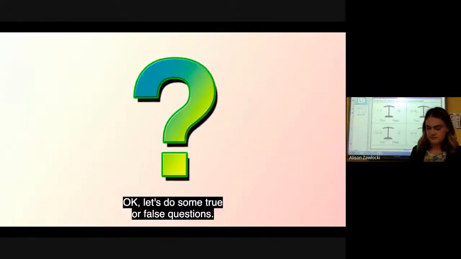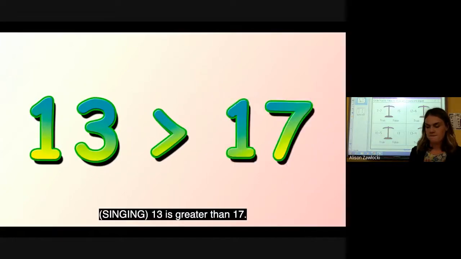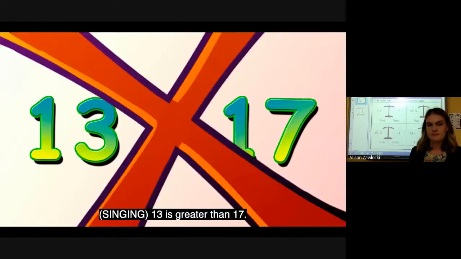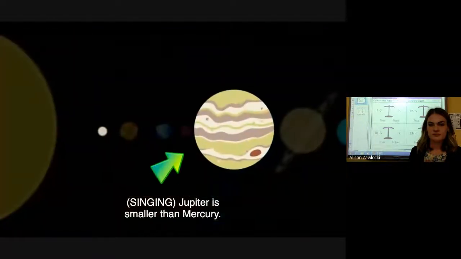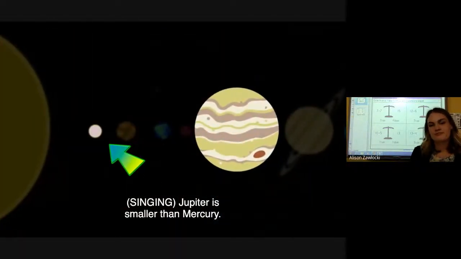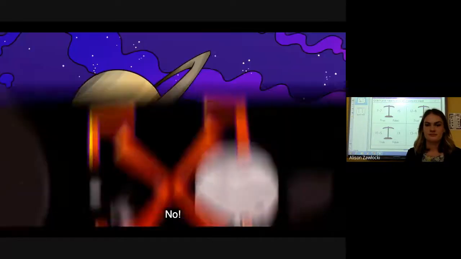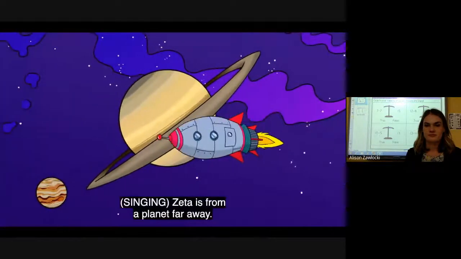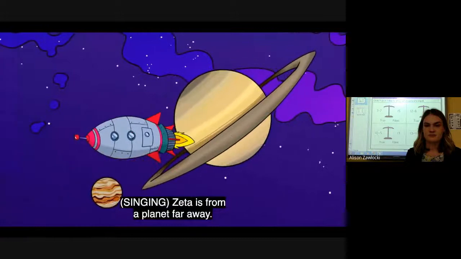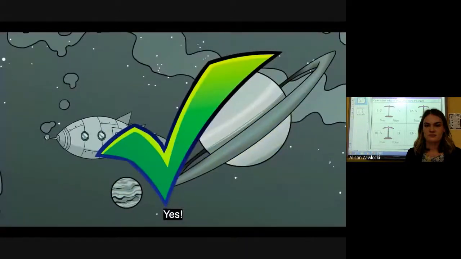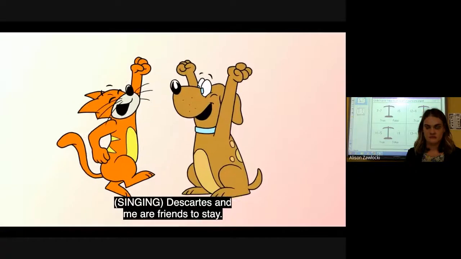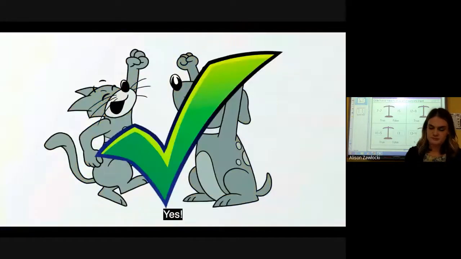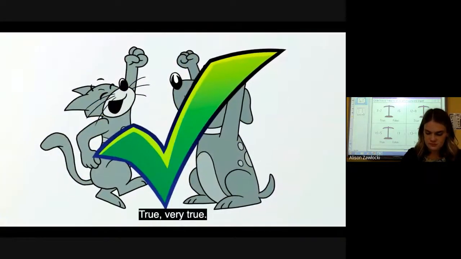Okay, let's do some true or false questions. Here we go. 13 is greater than 17. No! False. Jupiter is smaller than Mercury. No! False. Zeta is from a planet far away. Yes! True. Descartes and Newton are friends to stay. Yes! True. Very true.